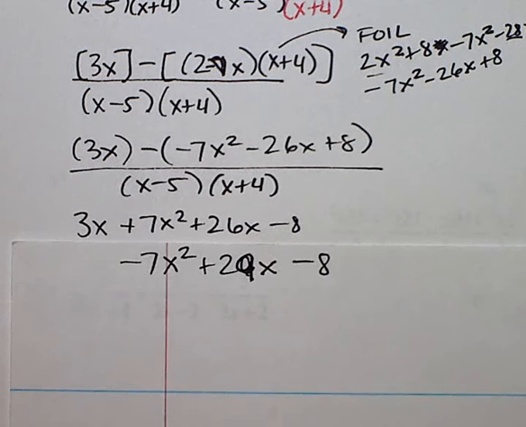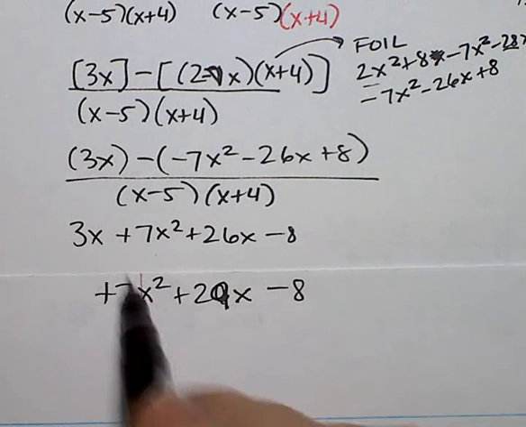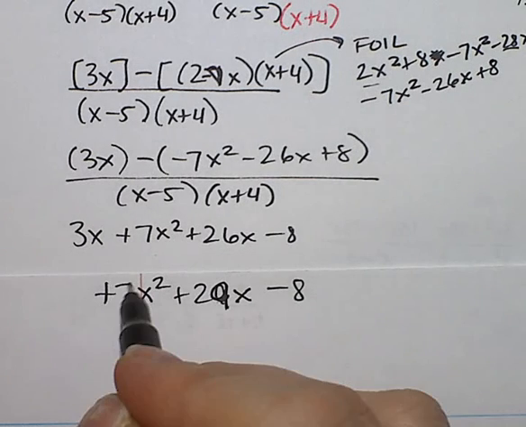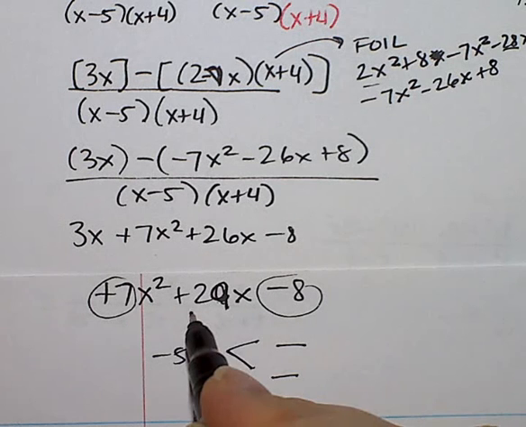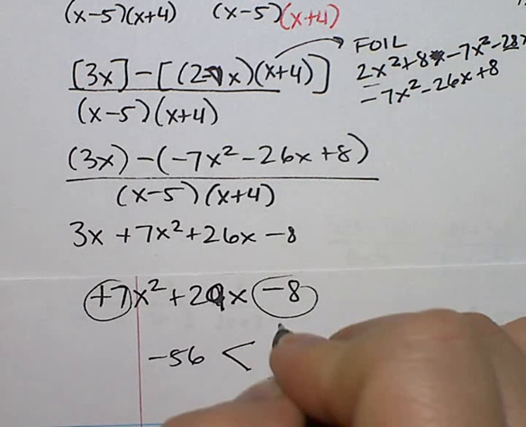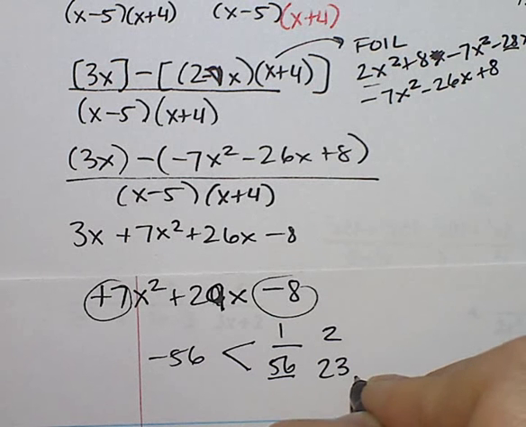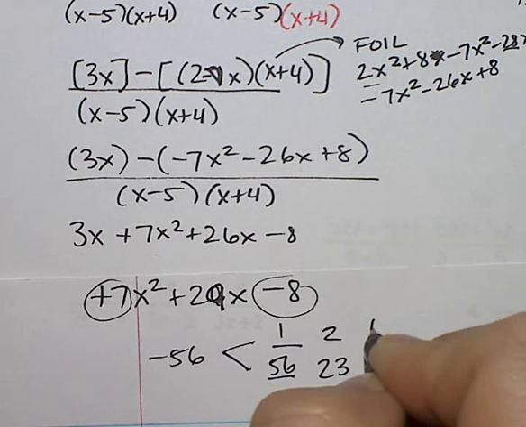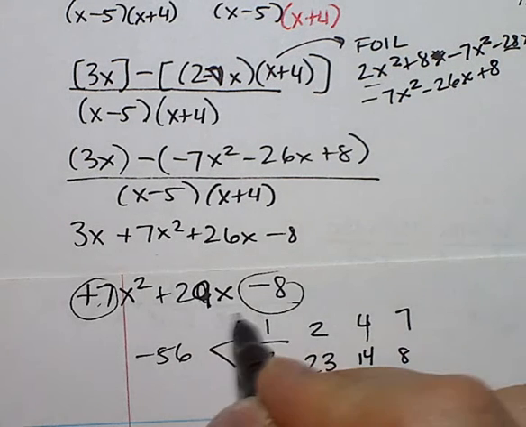Okay, so I'm thinking here, what two things are going to multiply to give you negative 56, and the two numbers have to add or subtract to give you 29. So I'm just going to go through a bunch of combinations. So 1 and 56, that does not work. 2 and 23 doesn't work. 4 and 14, that doesn't work. 7 and 8, that doesn't work. So this is simplified as far as possible.